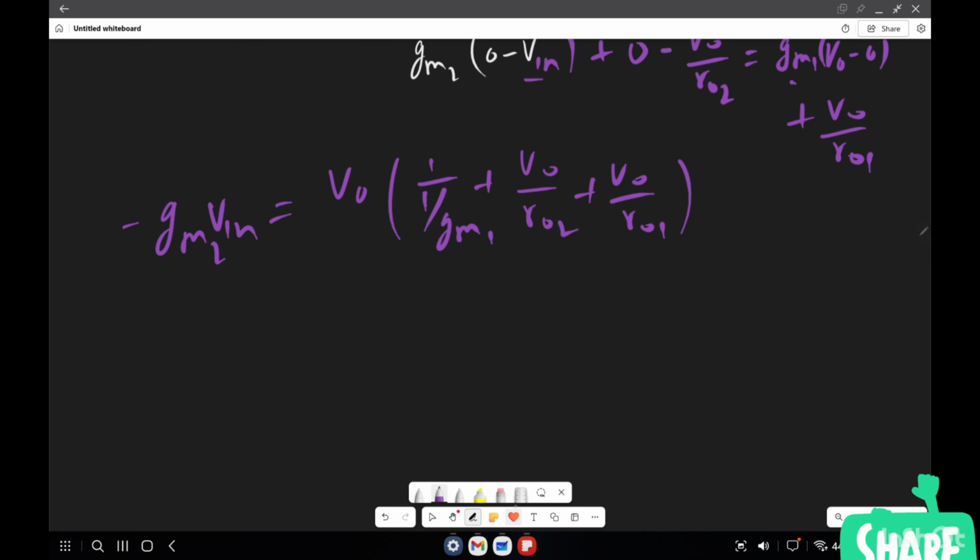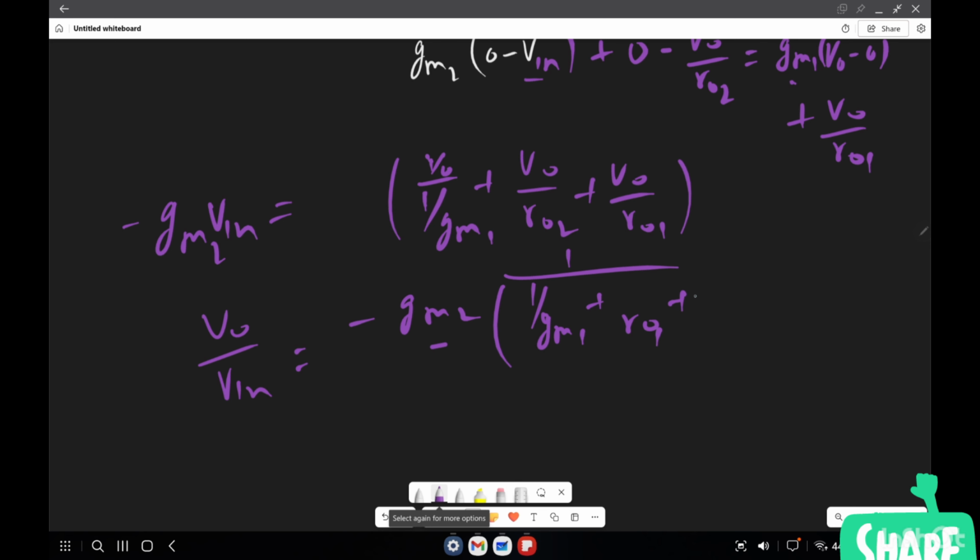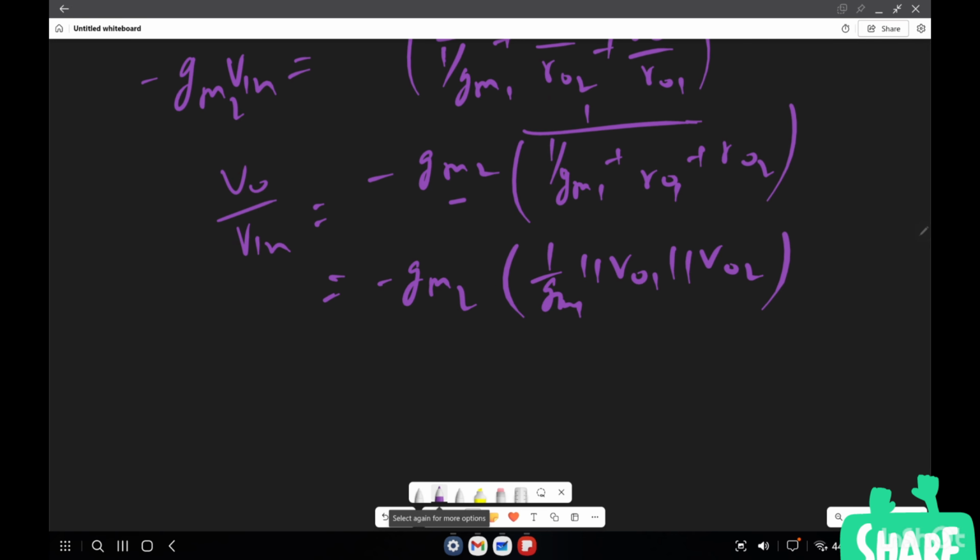So from here, Vo upon Vin is equal to minus gm2 upon (gm1 plus 1 by r1 plus 1 by r2), which will obviously be minus gm2 times 1 by gm1 parallel with r1 parallel with r2. If you want, you can simplify, otherwise this is the answer.